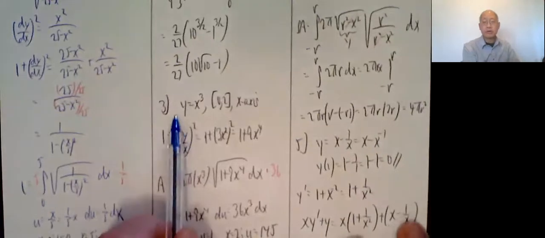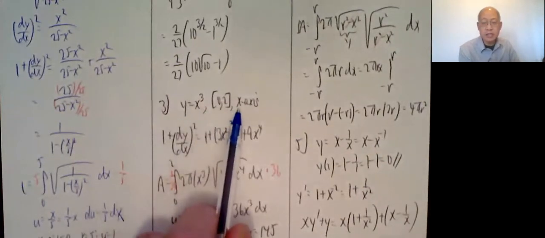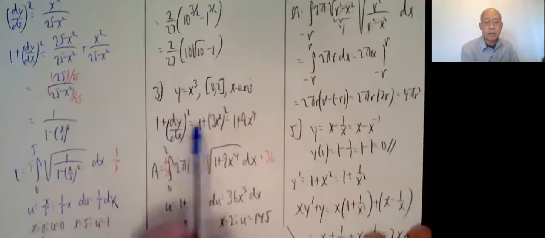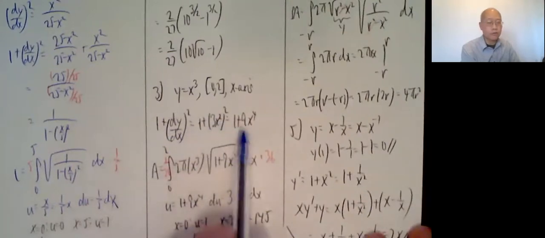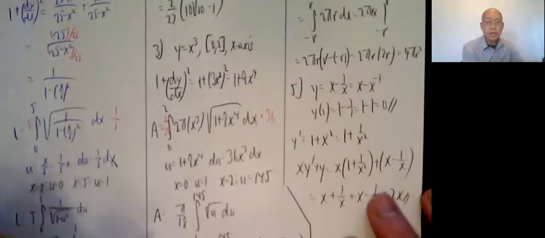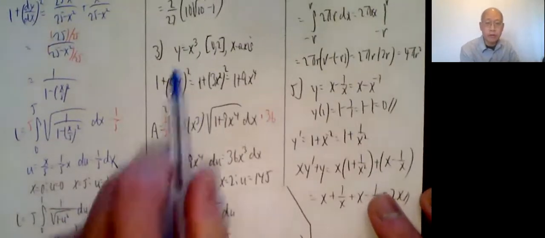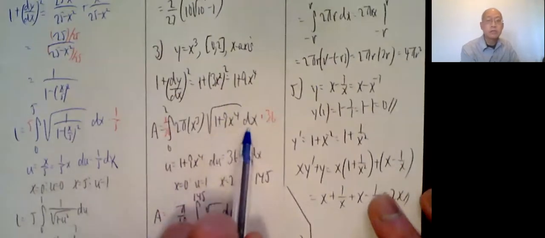Number 3, surface area, y equals x cubed from 0 to 2. Revolve about the x-axis, which means you want to multiply 2 pi y times the arc length formula. So 1 plus dy dx squared, 1 plus 3x squared squared, or 1 plus 9x to the 4th. So area is the integral from 0 to 2 of 2 pi y, here's y, radical 1 plus dy dx squared, 1 plus 9x to the 4th dx.